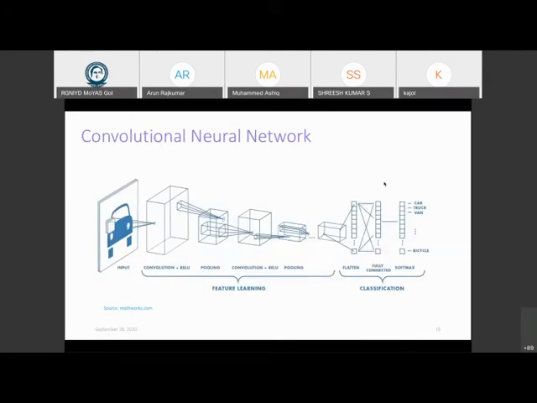Of course, these days, I'm sure multiple other people will talk about this. People talk about what is called deep learning, which is like a revolution in machine learning. If you don't understand what I'm saying now, don't worry, I'm sure multiple people will talk about this in the workshop.